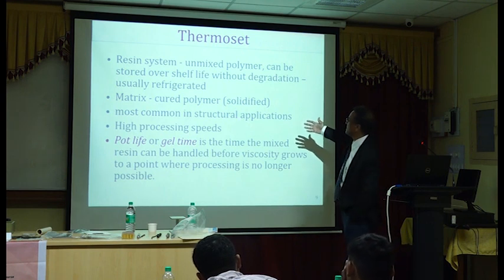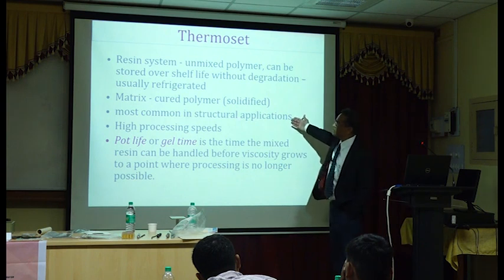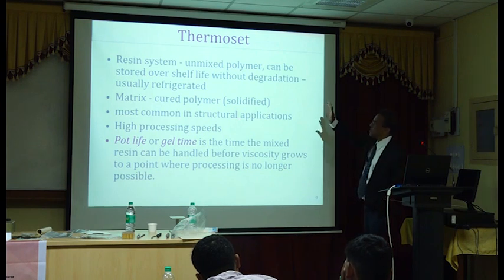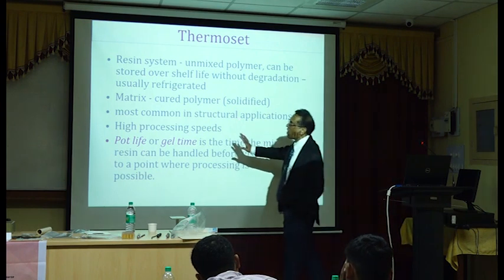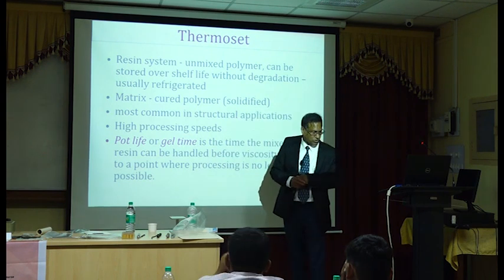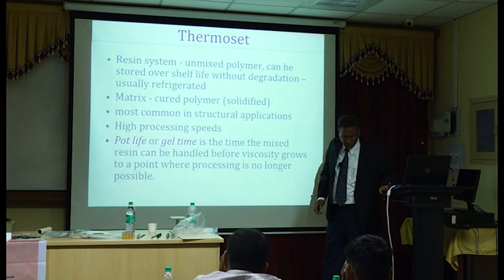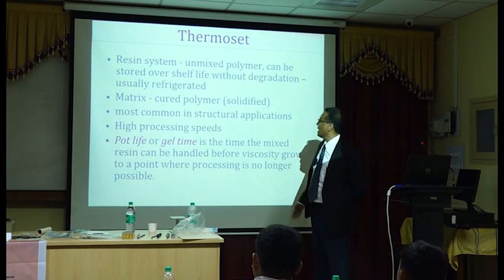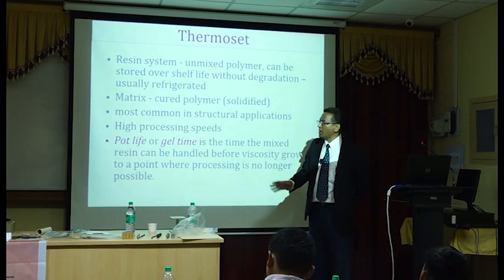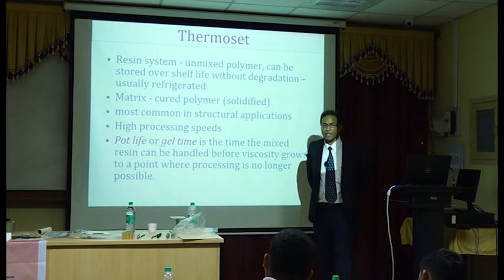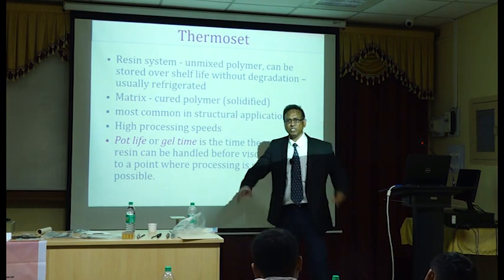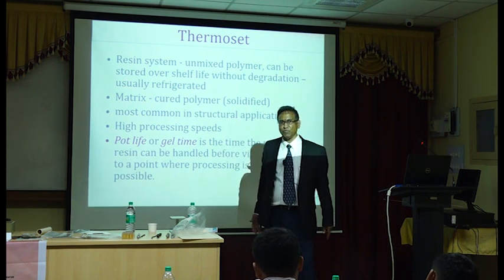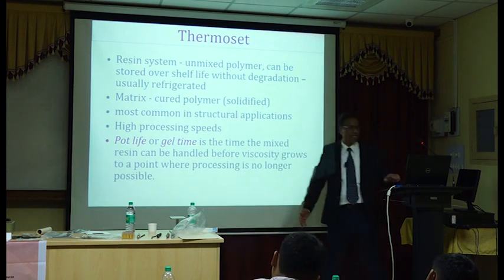I mentioned all of this. Most common in structural applications, high processing speeds. These thermoset matrix resins have a part life. That means you can only work with those before the expiration date. And once you mix it, you have only a certain time before which you can make the composite. Just like in normal concrete, once you start mixing cement and water, you cannot wait forever to place it in forms, right? It's just like that. Okay.